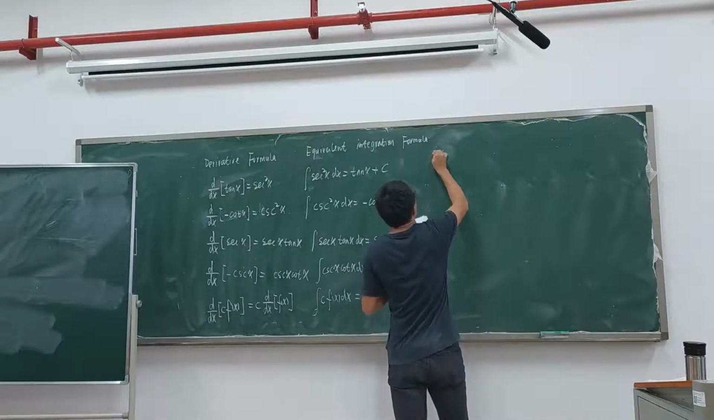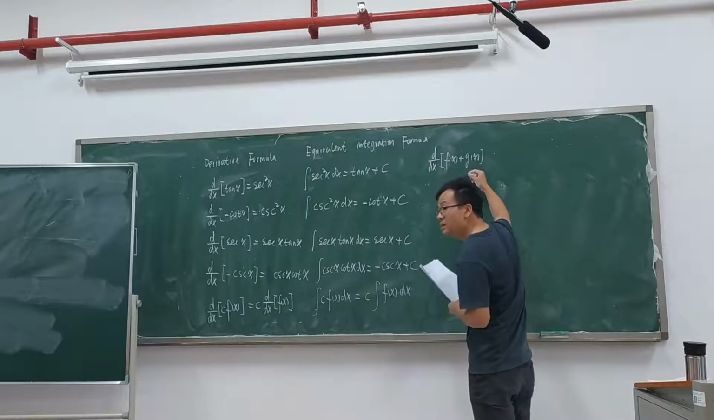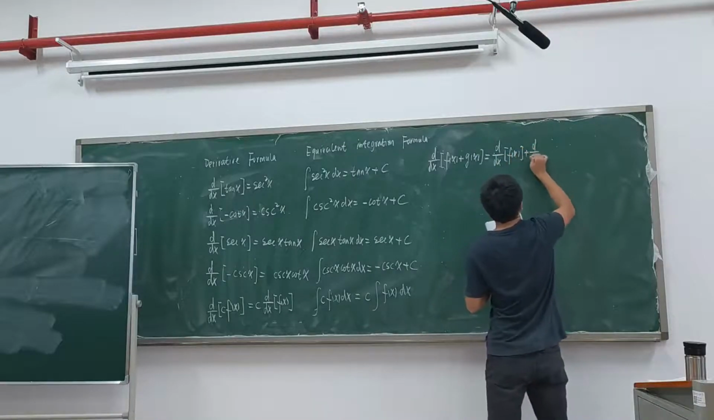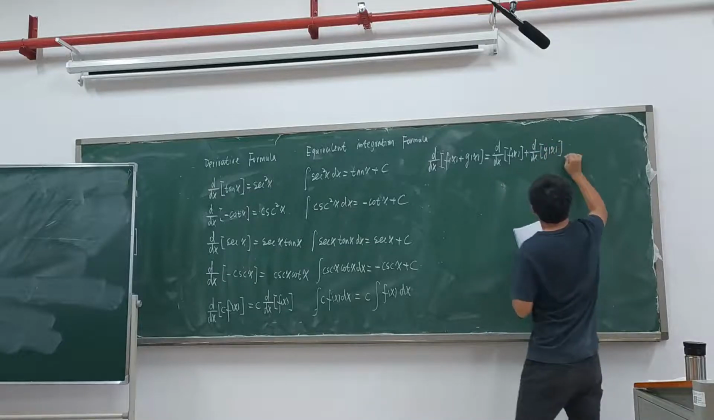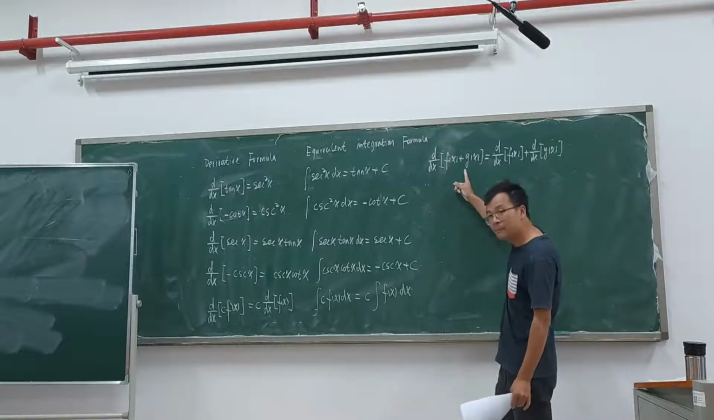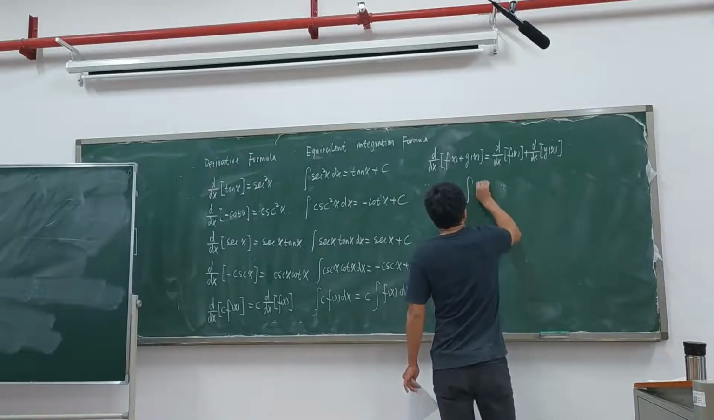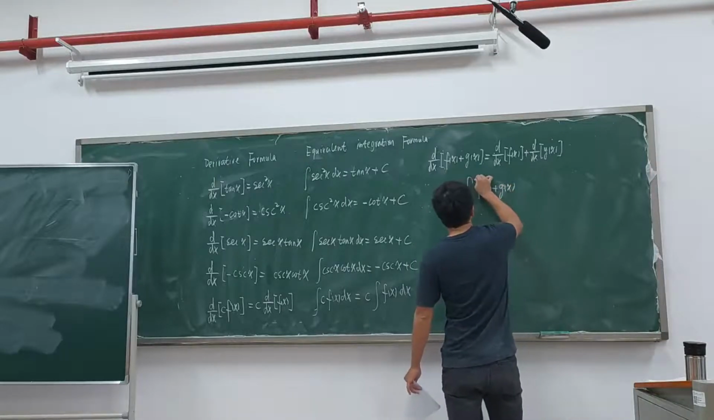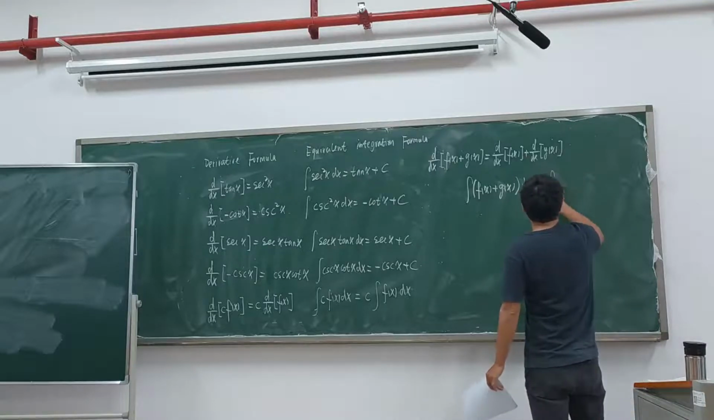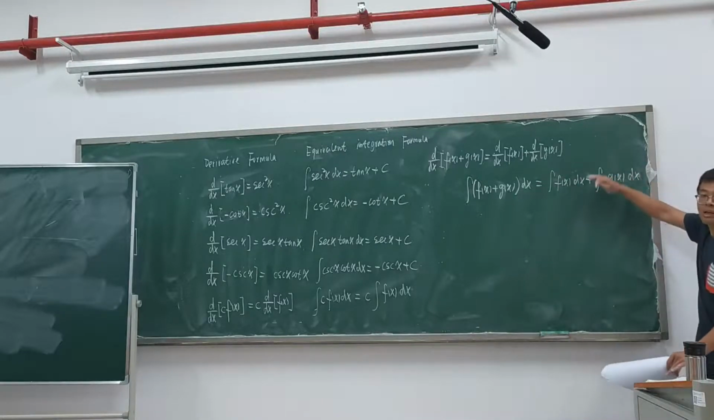And now the last: we know the derivative of f(x) plus g(x) equals the derivative of f plus the derivative of g, yeah. So the derivative of the sum equals the sum of the derivatives, okay. So from here we have that the antiderivative of a sum equals the sum of the antiderivatives, okay. So they are the same.